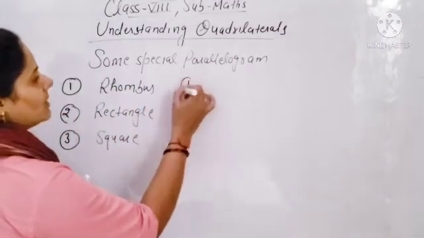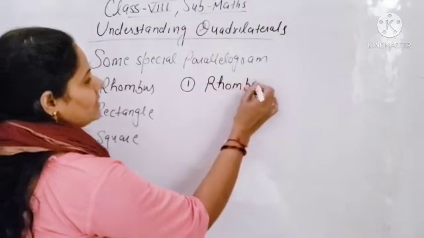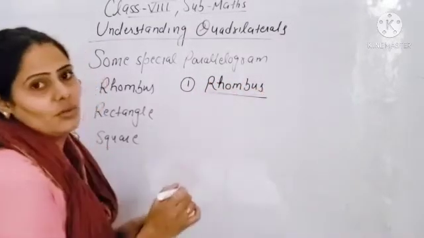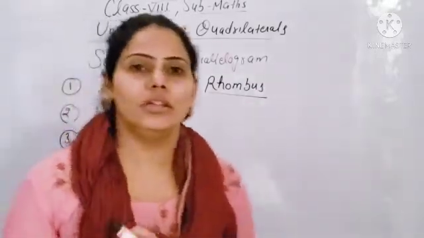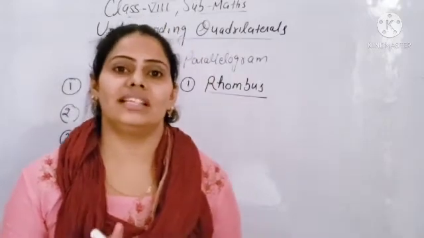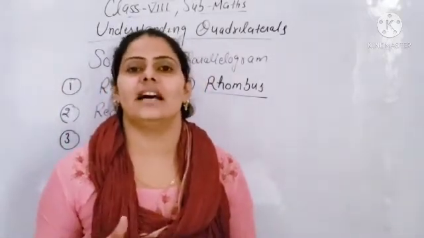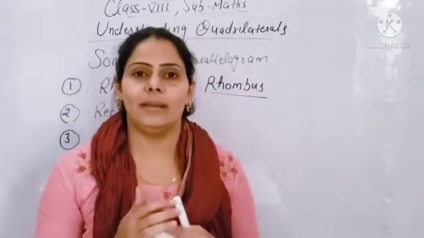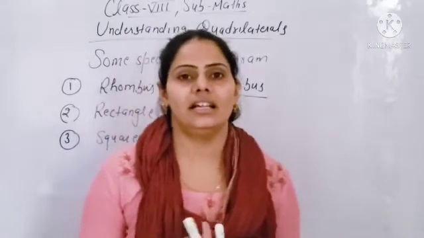So first, what is a rhombus? Rhombus is also a type of parallelogram. So first of all, you have to know about the parallelogram. What is the definition of a parallelogram? Where both pairs of opposite sides are parallel, you will say it is a parallelogram, and you can say opposite sides will be equal in length.